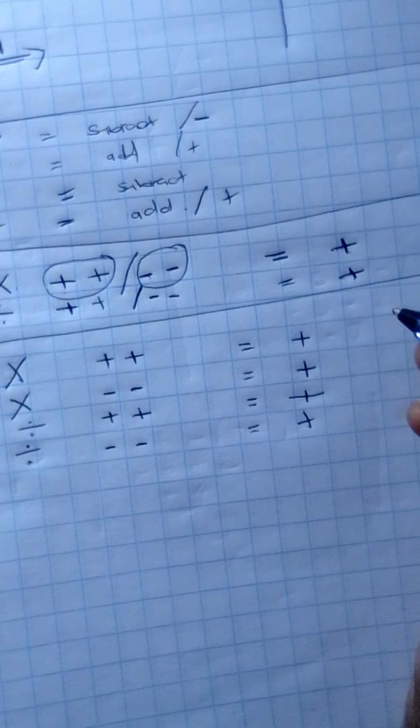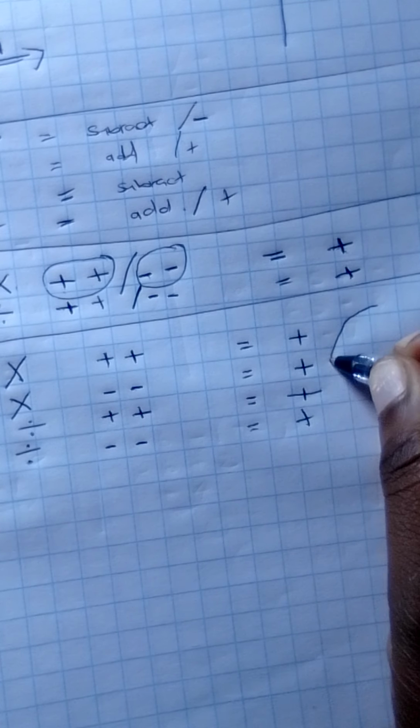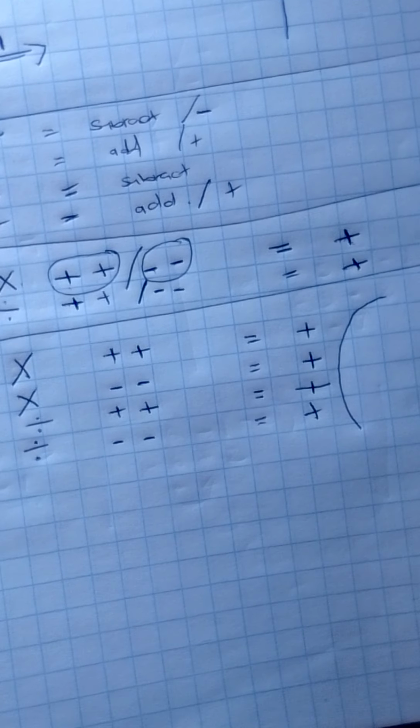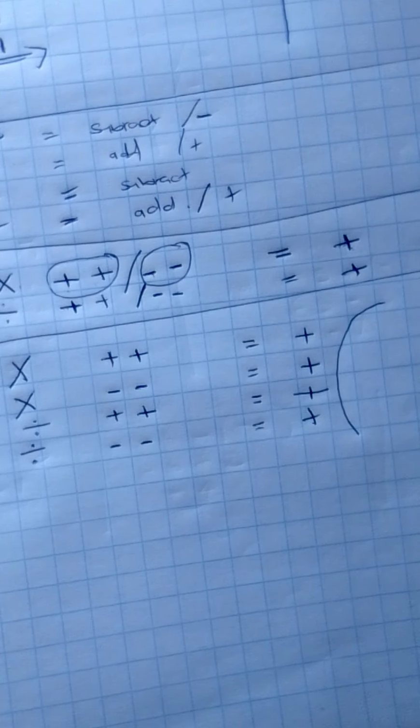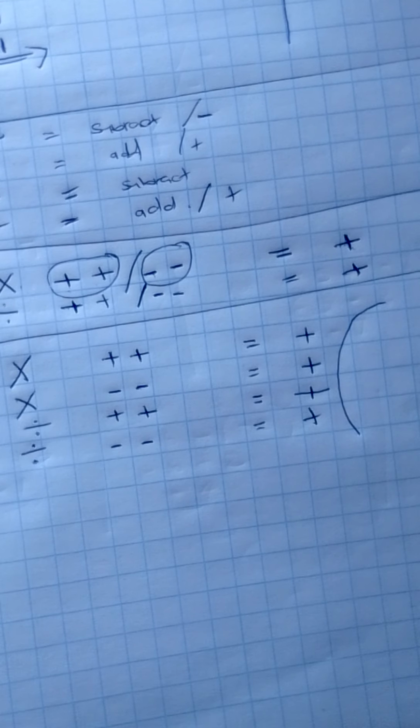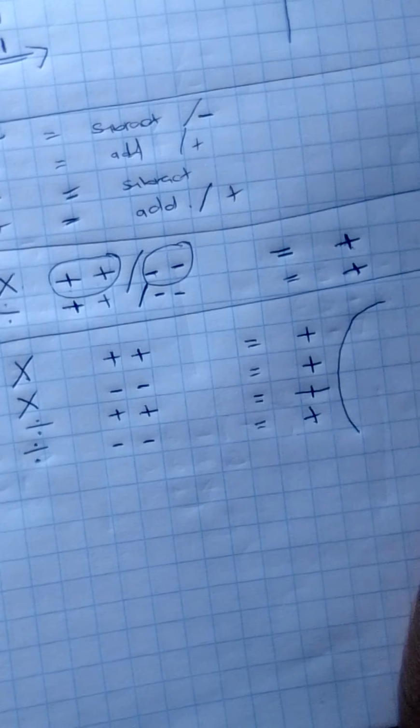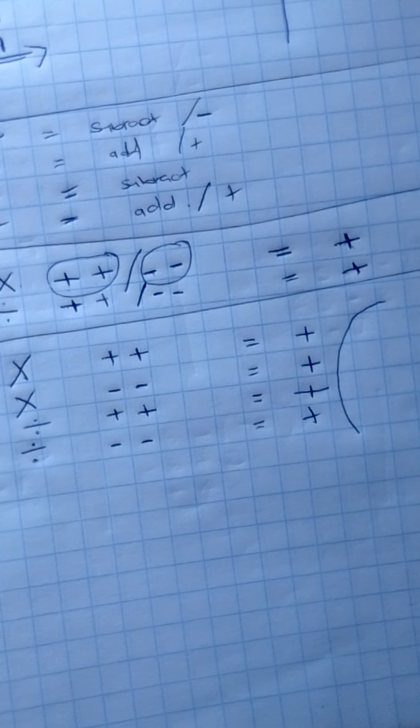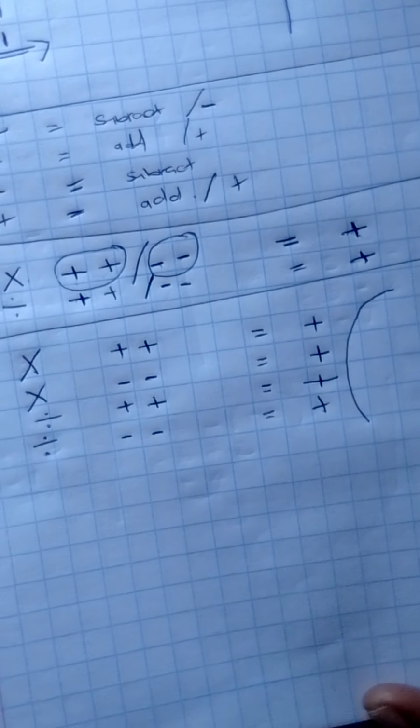So this we can summarize into 2 concepts, whereby we can say whenever you multiply or divide two numbers with same signs, right, you're supposed to put a positive sign on your answer, right?